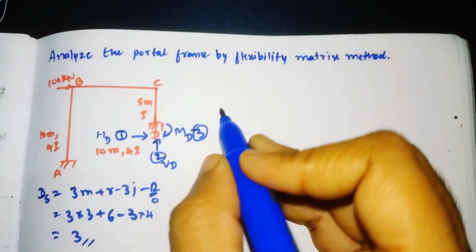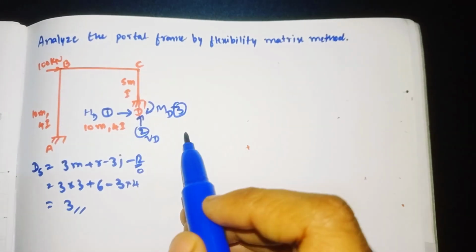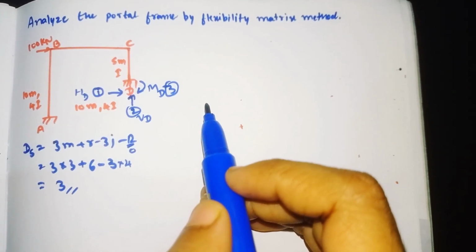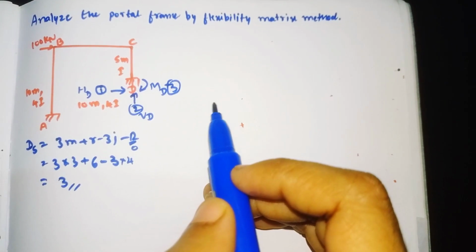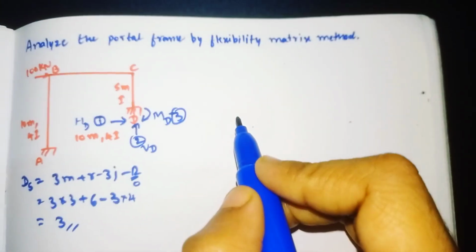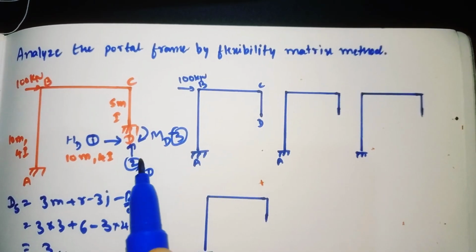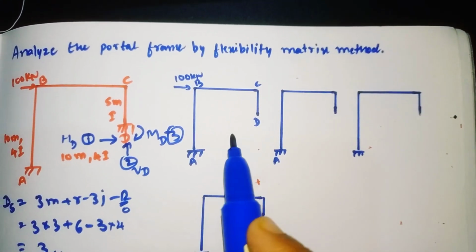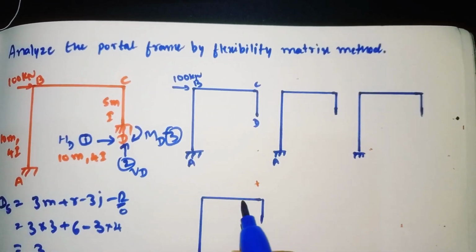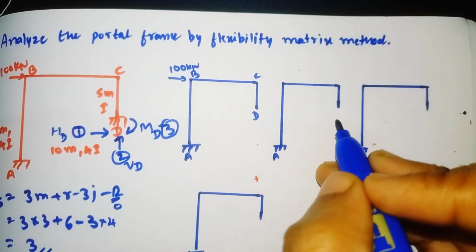So I will redraw the diagram here. After finding the DS we need to redraw the diagram, and at a time we need to put only one coordinate on that diagram. So I will first redraw and show. This is the diagram after releasing the redundants, and this is the diagram for each coordinate. Now at a time we need to put only one coordinate.